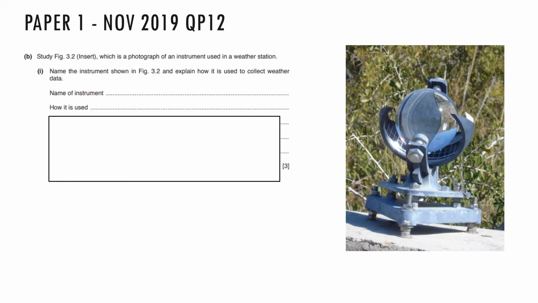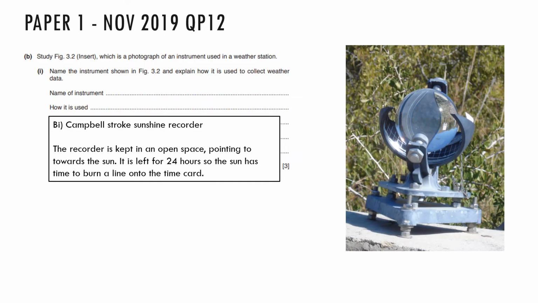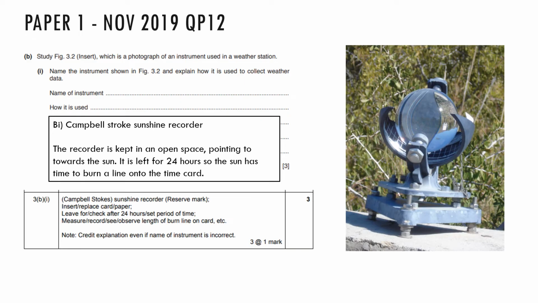This question has been taken from paper 1. And here you're given the insert. You can see the insert on the right hand side, and you have to tell me the name of that weather instrument. So you would put something like a Campbell-Stokes sunshine recorder. Now, generally speaking, the mark scheme is quite generous, and you can just put sunshine recorder. How it's used, like I said from the previous point, the recorder is kept in an open space pointing towards the sun. It is left for 24 hours, so the sun has time to burn a line onto the time card. Look at the mark scheme. Yeah, ticking all the boxes there. Again, include the language into your revision notes.